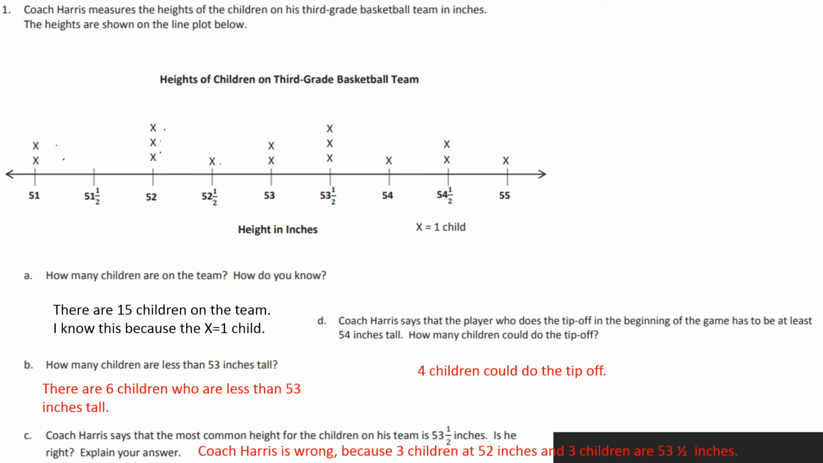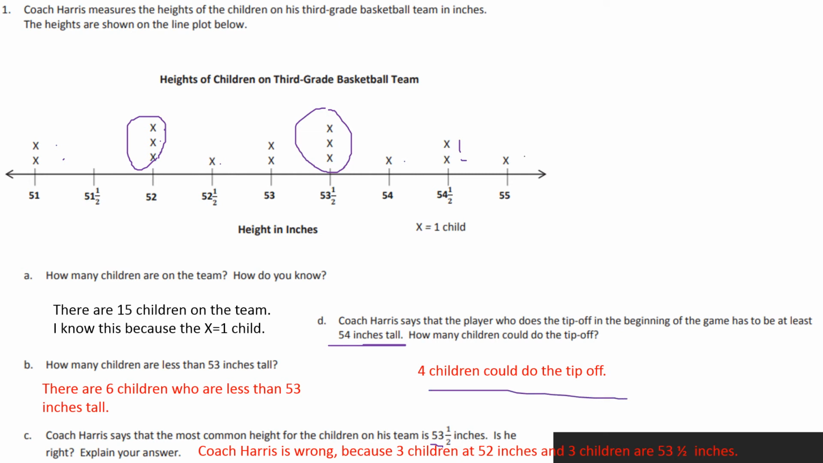Then Coach Harris says that the most common height for children on his team is 53.5 inches. Is he right? I said Coach Harris is wrong because 3 children are 52 inches and 3 children are 53.5. We can see this is the same, and so is this. And finally, Coach Harris says that the player who does the tip-off at the beginning of the game has to be at least 54 inches tall. How many children could do the tip-off? Well, we know we can do 54, so we have 1, 2, 3, 4. So 4 children could do the tip-off.